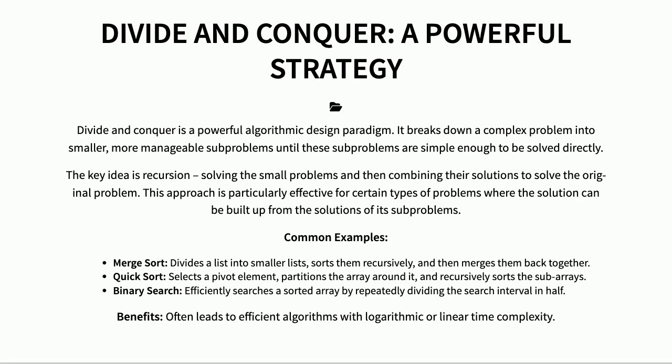Okay, let's talk about divide and conquer. It's a really smart way of tackling complex problems. Think of it like breaking down a massive task into smaller, easier to handle pieces, like slicing a big cake. You solve these little sub-problems independently and then put them back together to get the final answer. Merge sort, quick sort, and even binary search are great examples of algorithms that use this technique. They often lead to really efficient solutions, especially when dealing with large data sets.